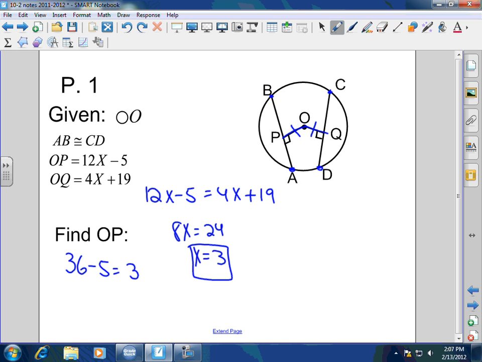minus 5 equals 31. Now, there was a student who said OP would be 3. Be very careful here. This is what x equaled. X equaled 3. But then you must plug that in to the equation of OP. Okay, so just be careful with that, guys.